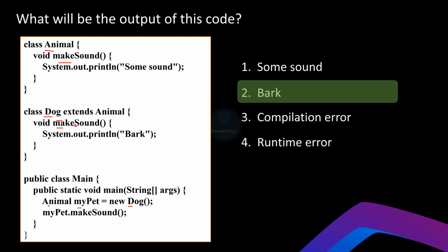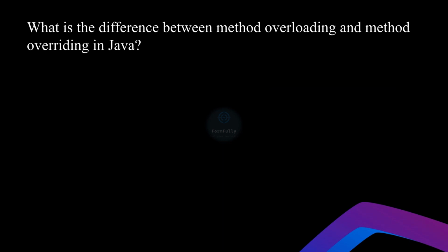Option A is incorrect because the method is overridden in the Dog class and the subclass version of the method is called when you have an object of the subclass. Option 3 is incorrect because there is no compilation error in the code. And option 4 is incorrect because there won't be a runtime error, because method overriding in Java is a standard practice and does not result in a runtime error when done correctly. Okay, so option 2 is correct. Moving to the next question.